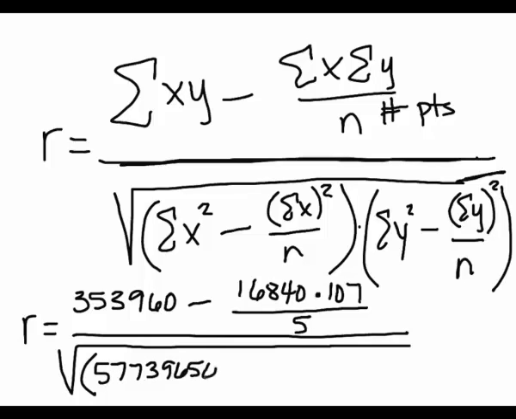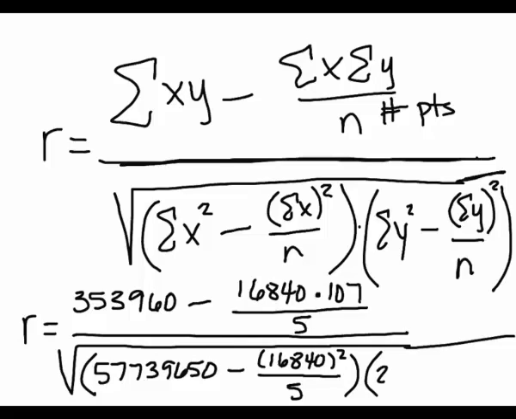577399650, minus the sum of x, which was 16840, and then we're going to square that. So that's the sum of x squared, all over n, which was 5. Close parentheses. And then under the parentheses, we have the sum of y squared, which is 2331, minus the sum of y, which was 107, squared, all over 5, close parentheses. And all of that in the denominator is under the square root sign.